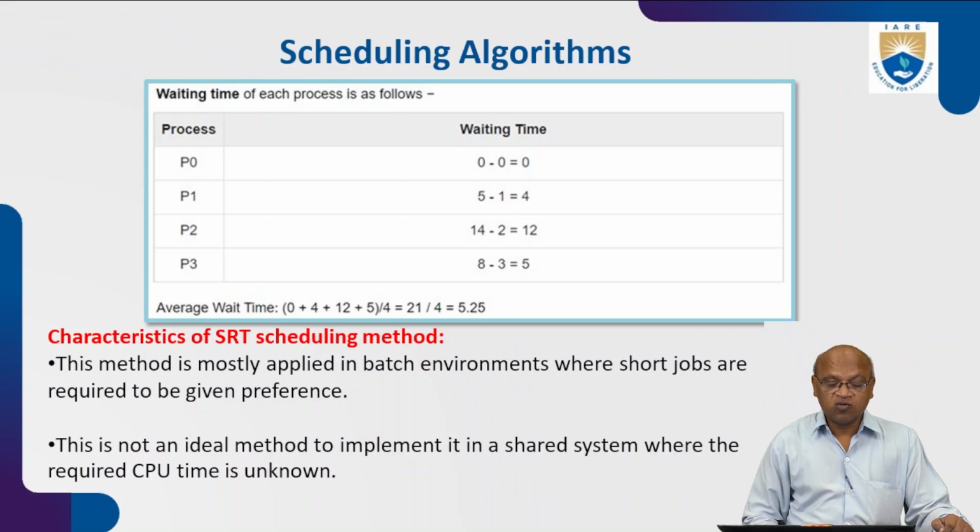This method is mostly applied in batch environments, where short jobs are required to be given preference. This is not an ideal method to implement in a shared system where the required CPU time is unknown. If you don't know how much time the process takes to complete its job with the CPU, then we cannot go for shortest job first. So this is the drawback of shortest job first.